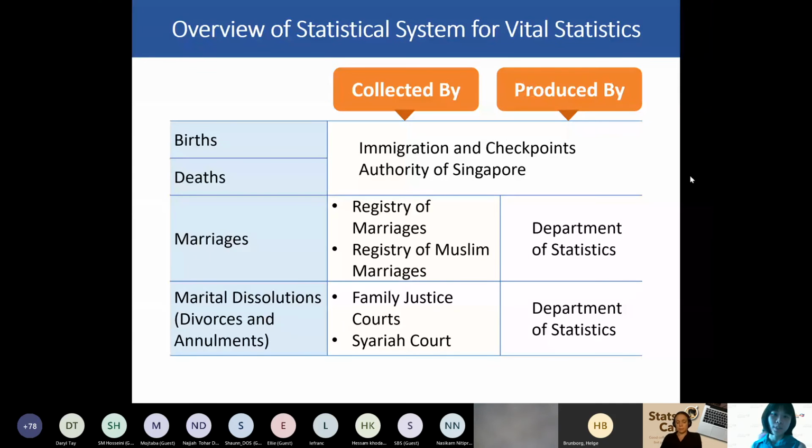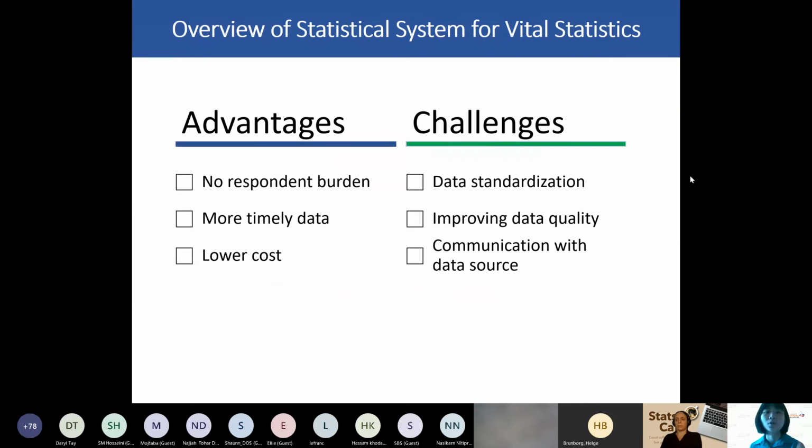So I'll go on to share our experiences in using the administrative data to compile vital statistics. There are many advantages to using administrative data to compile statistics, such as no respondent burden and more timely data, as opposed to collecting the information through surveys, especially during times like this with COVID-19. But there are, of course, challenges along with it as well, especially because administrative data are collected to meet the primary function of administrative processes in the first place. So broadly, the challenges revolve around the need to standardize the data, improve the data quality, and communicate with the agencies which collect the data. I will be using the admin data on marriages and divorces to illustrate how we deal with these challenges and improve the data quality.